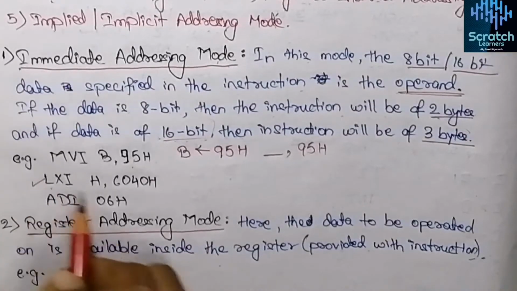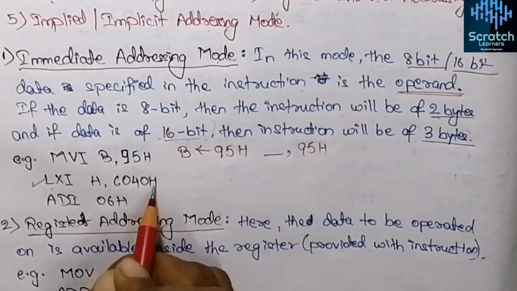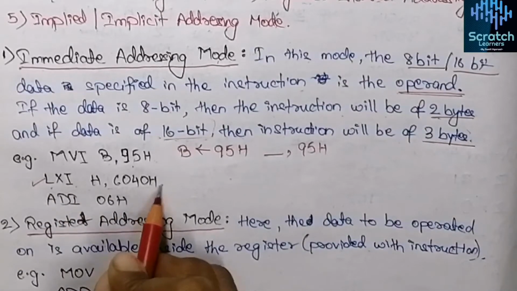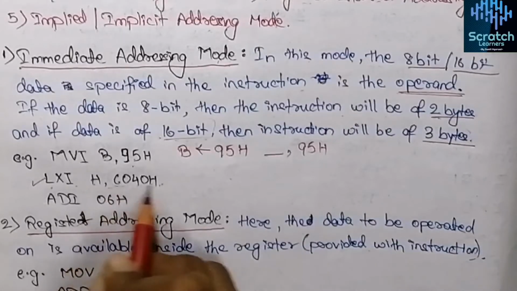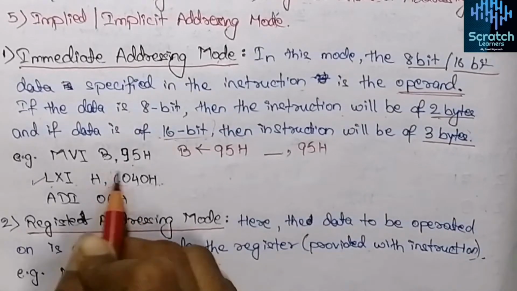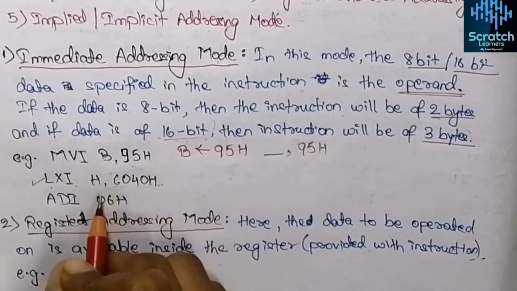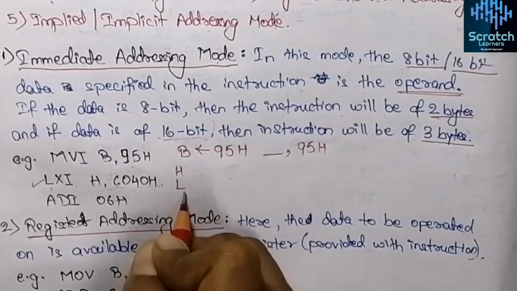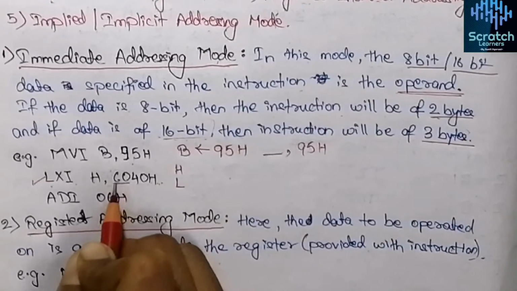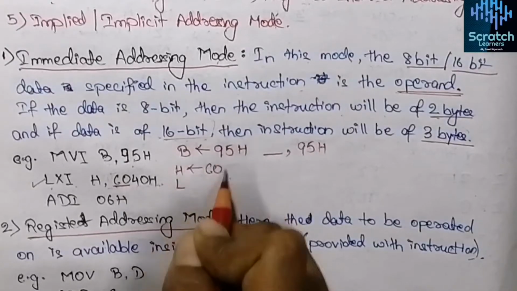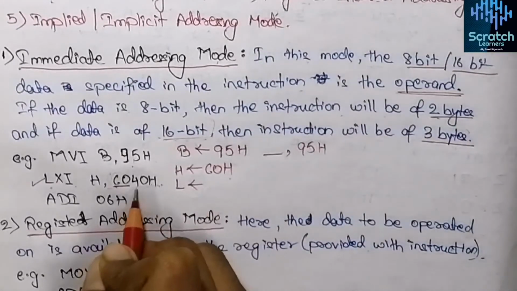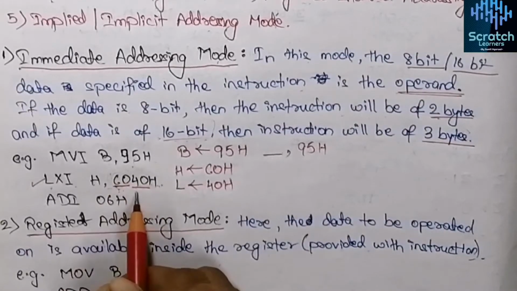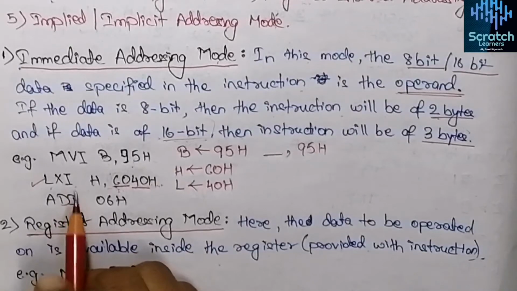Then the next one is LXI H, C040 hex. This instruction is load immediate. It will load the HL pair immediately with the operand C040 hex. That means this data is going to be copied into the HL register pair. There are 2 registers, H and L, and they are used in pairs, right? So the most significant 2 digits will be stored in the H register and the least significant 2 digits will be stored in the L register. And this is 16-bit data, so the LXI instruction will be 3 bytes.